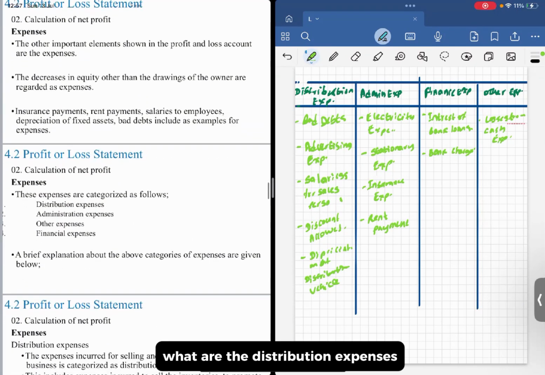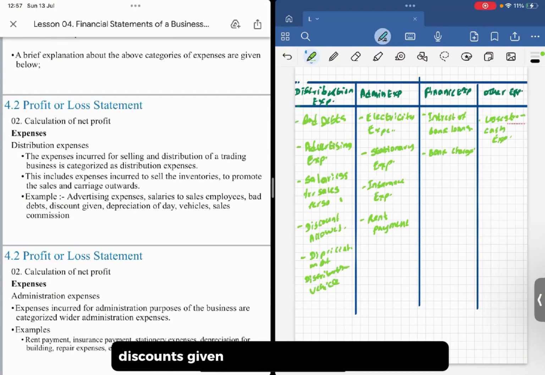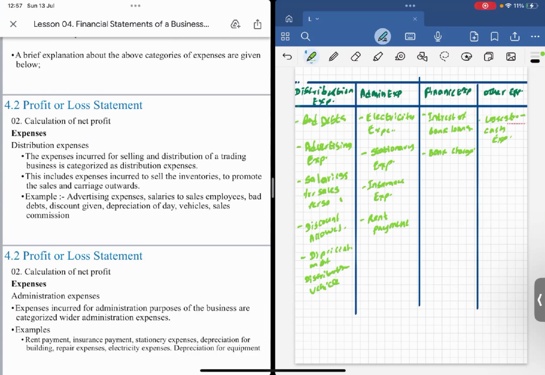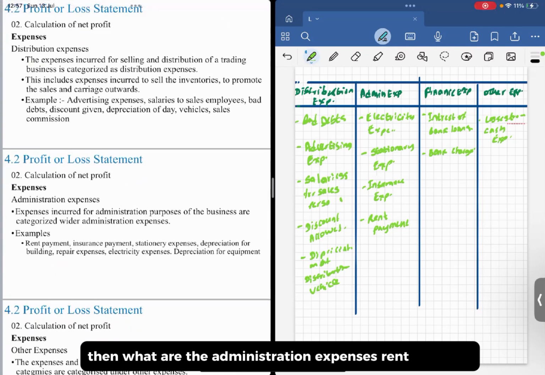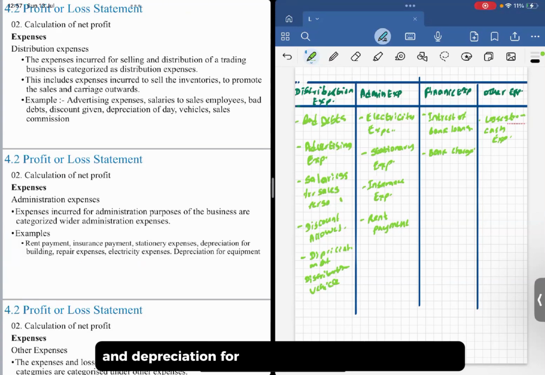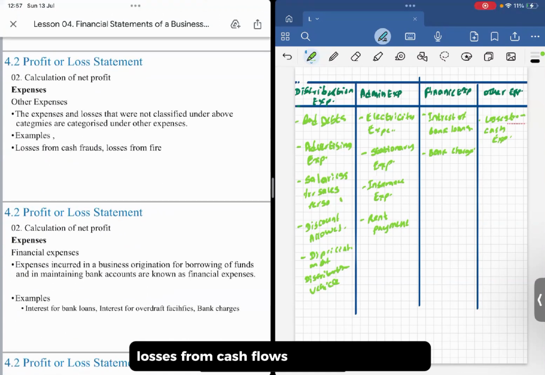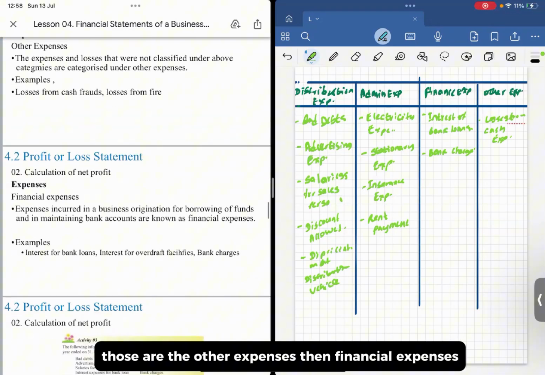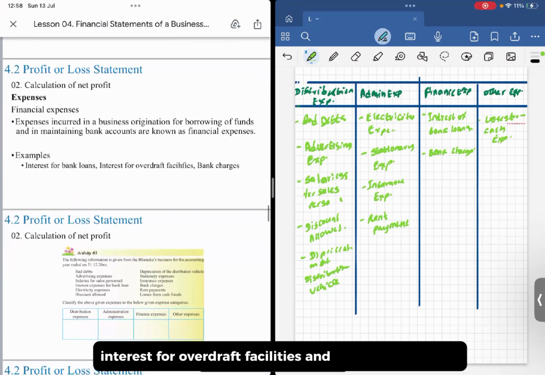What are the distribution expenses? They are advertising expenses, salaries to sales employees, bad debts, discounts given, depreciation of delivery vehicles, sales commissions, etc. Then what are the administration expenses? Rent payment, insurance payment, stationery expenses, depreciation for building, repair expenses, electricity expenses, and depreciation for equipment. Then other expenses: losses from cash roads and losses from fire. Then financial expenses: interest for bank loans, interest for overdraft facilities, and bank charges.